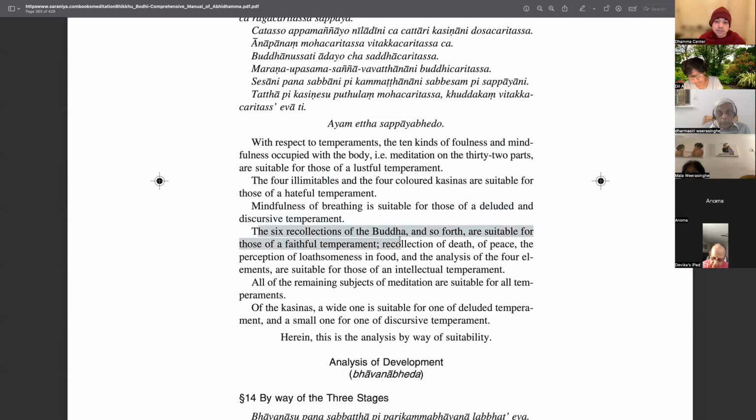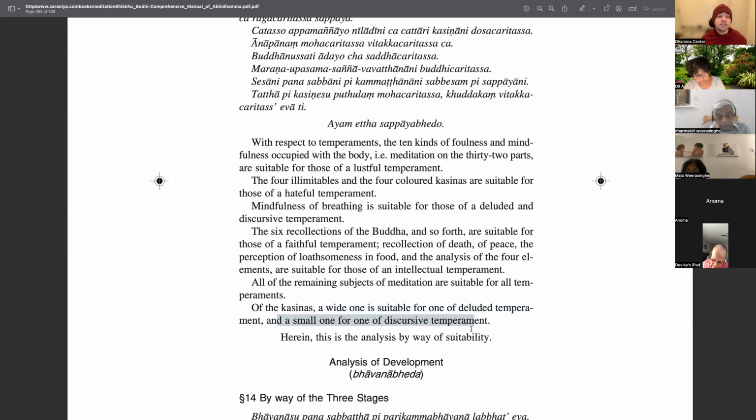The six recollections of the Buddha and so forth are suitable for those of a faithful temperament. Recollection of death, of peace, perception of loathsomeness in food, and the analysis of the four elements are suitable for intellectual temperament. All of the remaining subjects of meditation are suitable for all temperaments. Of the kasinas, a wide one is suitable for one of deluded temperament, and a small one is suitable for the discursive temperament.